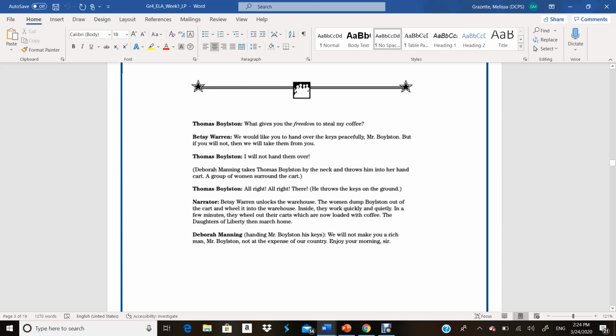Narrator. Betsy Warren unlocks the warehouse. The women dump Bolston out of the cart and wheel it into the warehouse. Inside, they work quickly and quietly. In a few minutes, they wheel out their carts, which are now loaded with coffee. The Daughters of Liberty then march home.